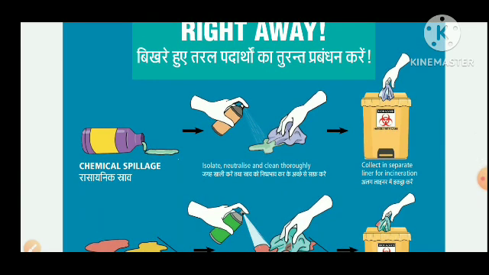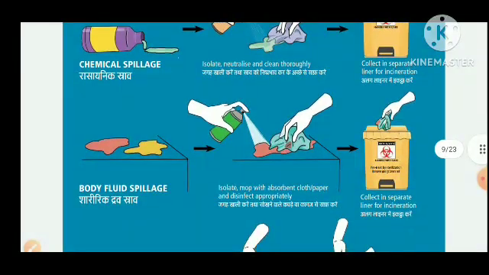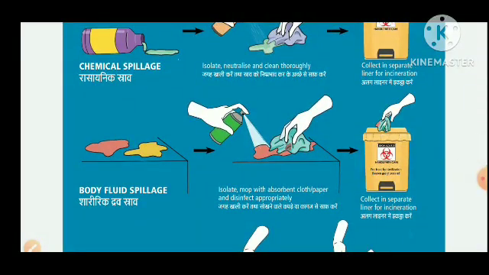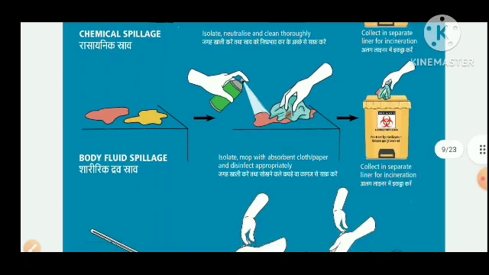If there is a chemical spillage, isolate it, neutralize it and clean the surface thoroughly, and after cleaning, whatever waste is generated is to be collected in a separate liner for incineration. Okay, the next is body fluid spillage. If there is a body fluid spillage in a clinic or a hospital, it is to be isolated, mopped with absorbent cloth or paper, and the surface disinfected appropriately. Okay, and after that, that cloth or paper should be put into a separate liner for incineration.